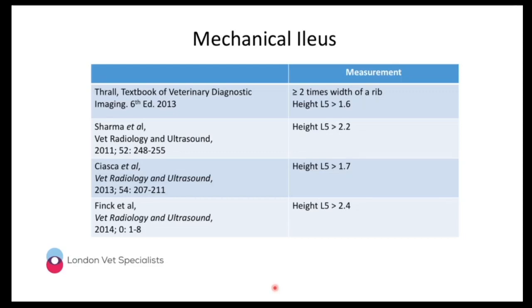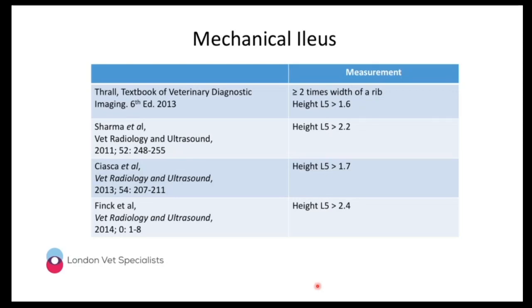But there are a few papers that have been published a little bit more recently that suggest slightly different criteria. So one published in 2011 by Sharma suggests 2.2 times the height of L5. And we've got 2 other papers by Fink and Siaska that suggest 1.7 and 2.4. Excuse me, for me, I would use 1.6 times the height of L5, and essentially the bigger the bowel, the more likely it is to be obstructed.